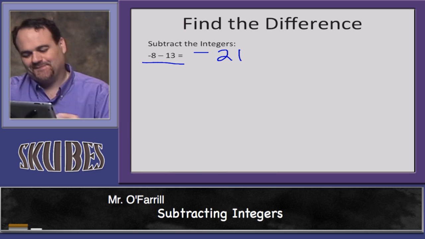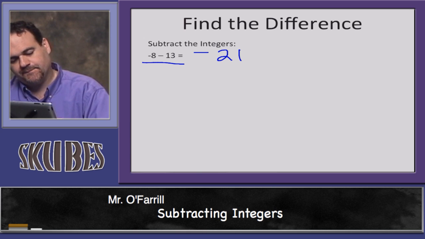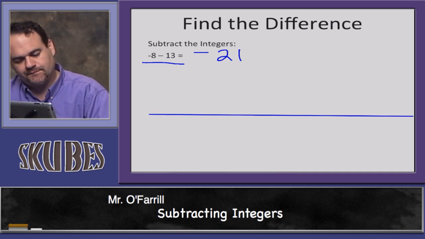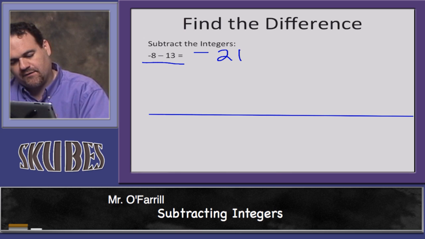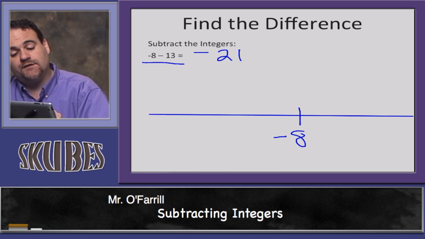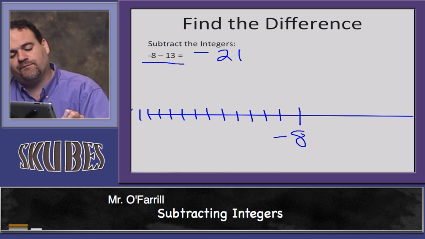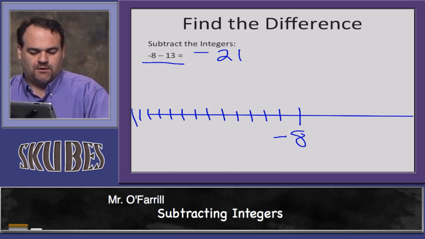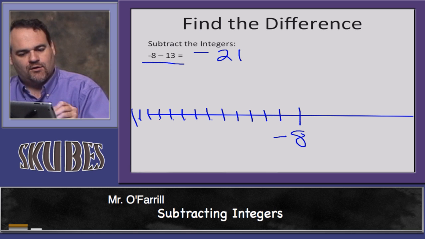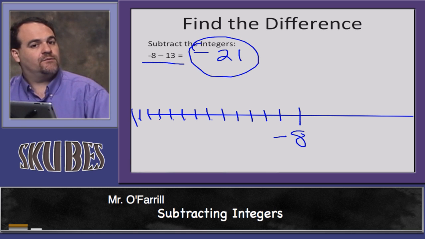You want to check that out? Let's check that out with that number line. Here's -8. We're going to the left, 13 spaces. 1, 2, 3, 4, 5, 6, 7, 8, 9, 10, 11, 12, 13 off the page. That's negative 9, 10, 11, 12, 13, 14, 15, 16, 17, 18, 19, 20, 21. We're right.